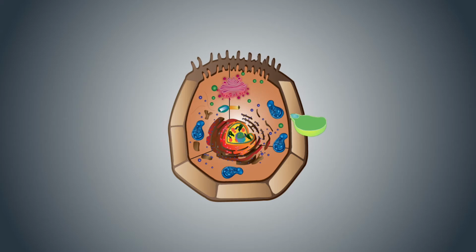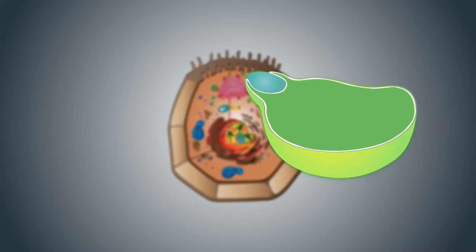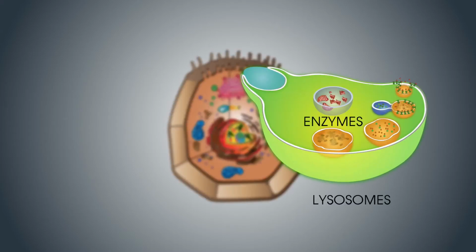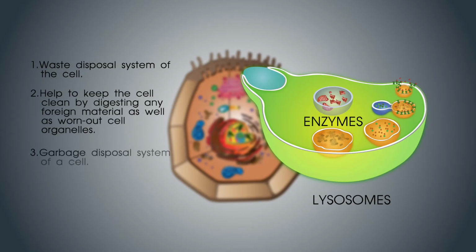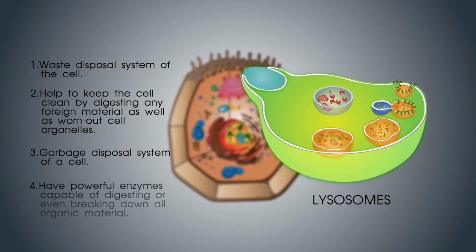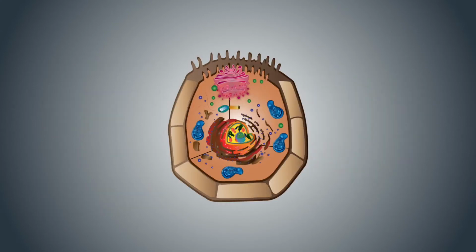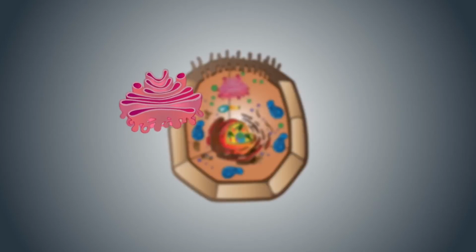Lysosomes. These contain chemicals called enzymes that digest small food particles that are passed into the cell. The waste disposal system of the cell helps to keep the cell clean by digesting any foreign material as well as worn out cell organelles. This garbage disposal system of a cell has powerful enzymes capable of digesting or even breaking down all organic material.